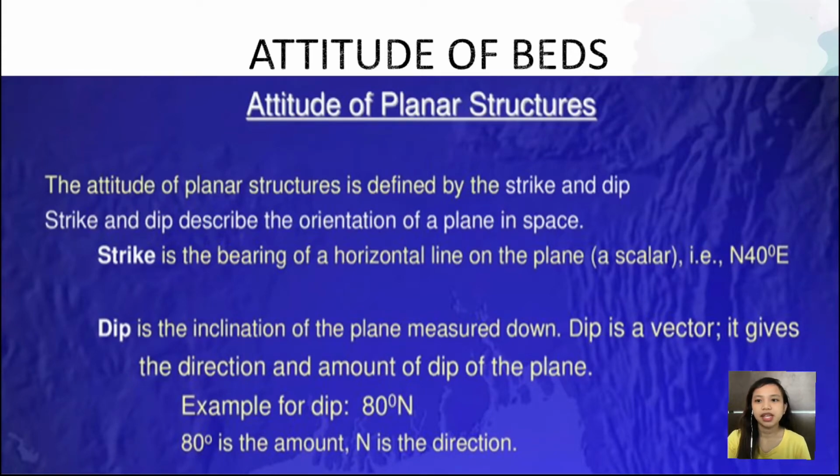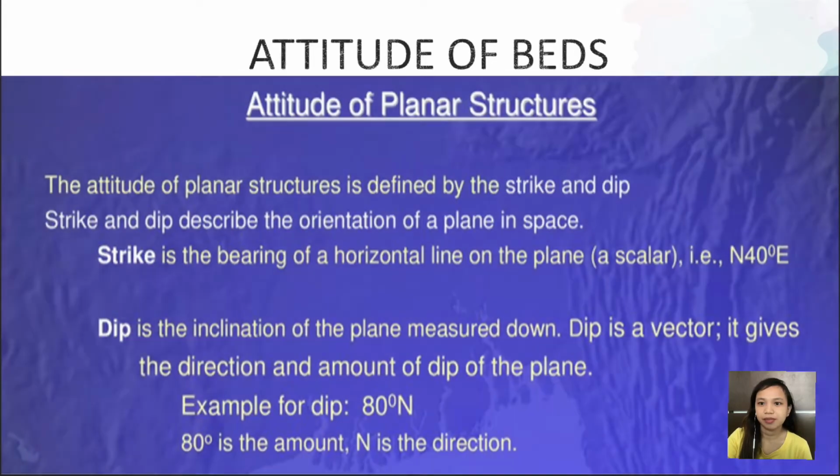Dip is the inclination of the plane measured down. Dip is a vector. It gives the direction and amount of dip of the plane. Example for dip is 80 degrees north. 80 degrees is the amount and north is the direction.